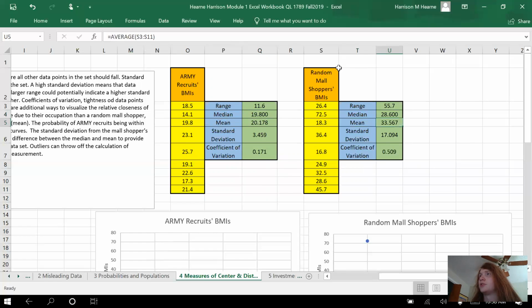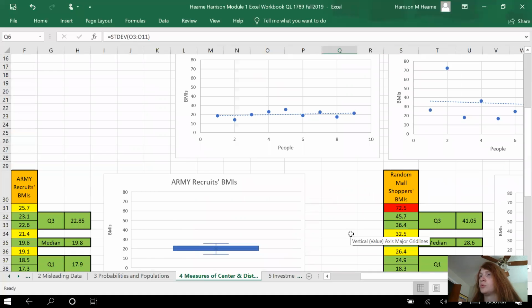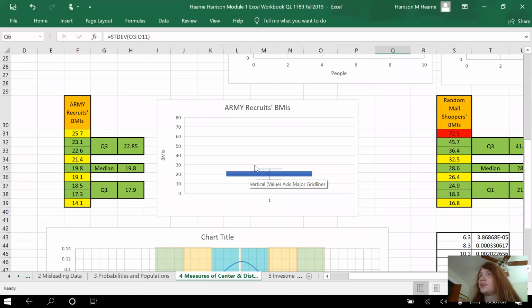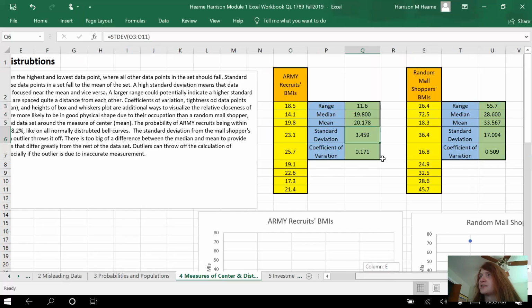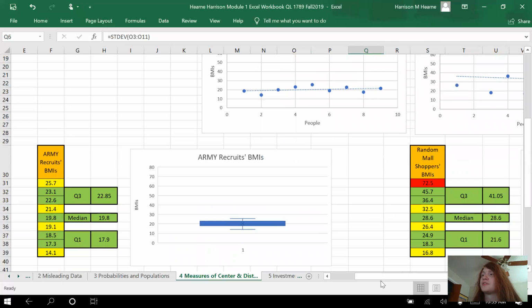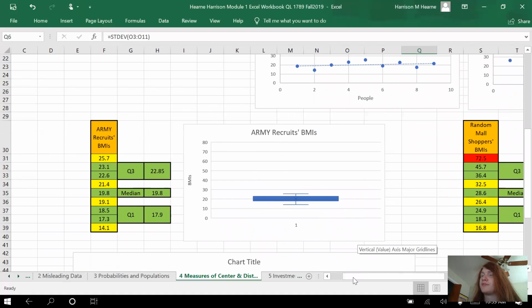So you can see over here, the same things have been done. Now, the standard deviation, we will talk a little more about later, but you can see here that the standard deviation in this first data set is 3.45. For simplicity's sake, let's call that 3.5. So the standard deviation for this data set is 3.5.